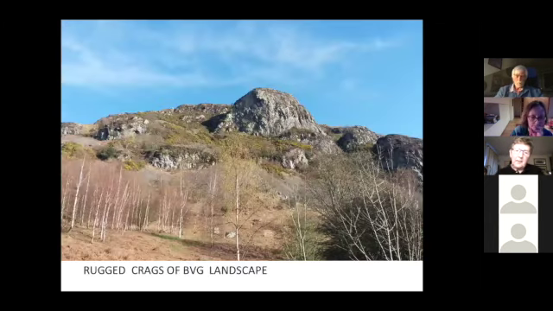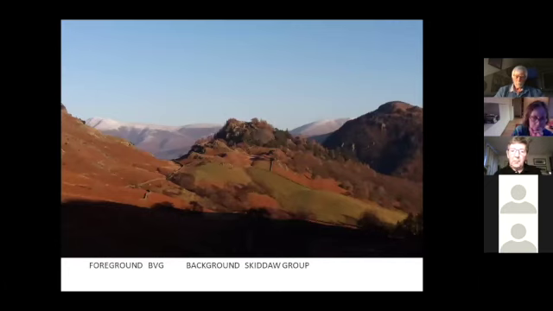Look how different that is to the Borrowdale volcanic area. These are crags of the Borrowdale volcanic group. They happen to be in Borrowdale, but it's the same pattern throughout most of the volcanic group. Craggy, rugged landscape. This is what makes the central area so very, very interesting, of course. And if you put the two things together, this again is taken from Borrowdale, just to show the difference between the two. In the foreground, the volcanic rocks forming the craggy fells, and in the background you can just see the Skiddaw and a little bit of Blencathra, and essentially a much smoother profile.